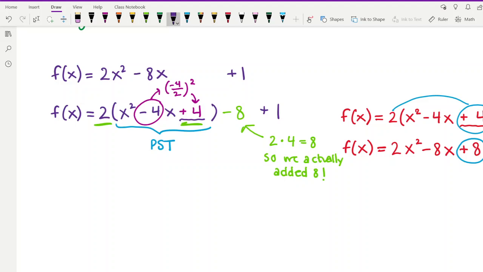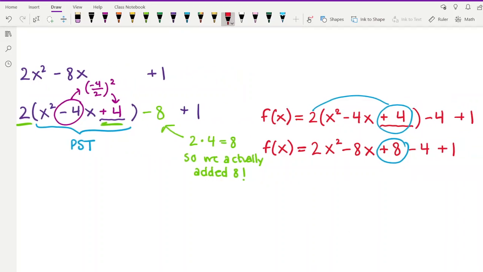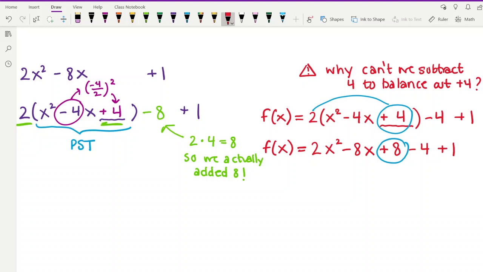The whole process, the point is to not change your function. It's to move things around, shuffle things around, write them a different way, but never actually change your function. So let me make a note here so that in your notes it says basically, why can't we add 4 to balance, or sorry, subtract 4 out the plus 4?